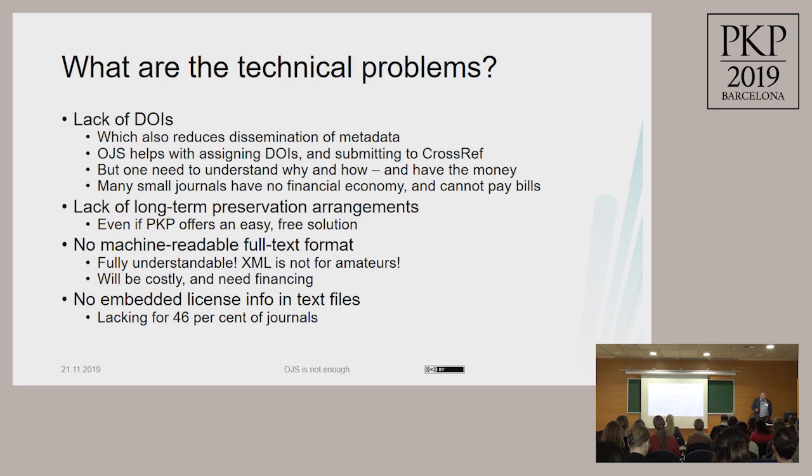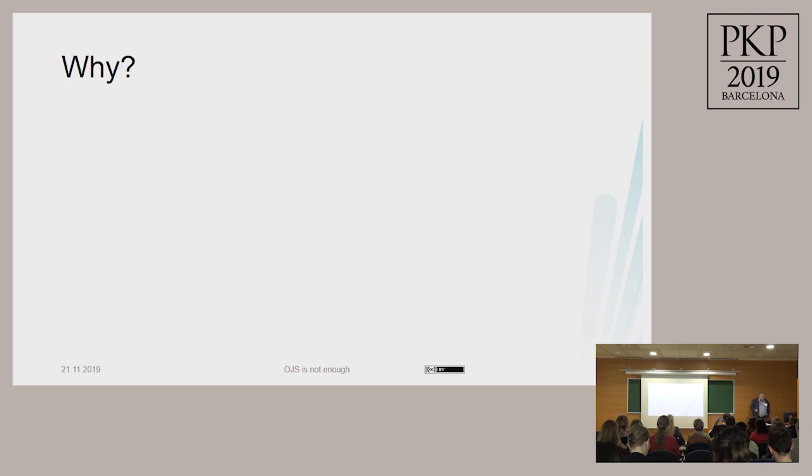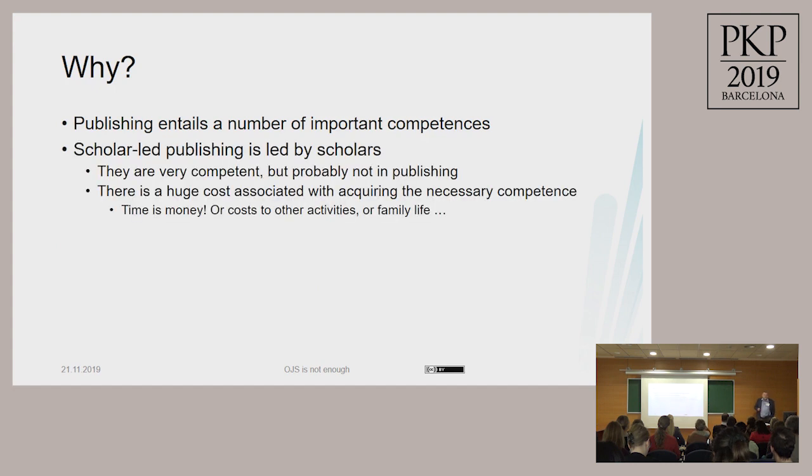And last, technical criteria, there's a lack of embedded license info in the text files. Nearly 50% of journals lack this, and this is not difficult to do, but you have to know that you should do it and how to do it. So we have a competence problem. It's because publishing entails a number of important competencies. And scholar-led publishing is, as the word says, led by scholars. They are very competent, but probably not in publishing. And there's a huge cost associated with acquiring the necessary competence. Not necessarily in money, but in time. These are often overworked persons who don't have the time to invest, and because they have too little competence, they don't even know they should invest time in this.